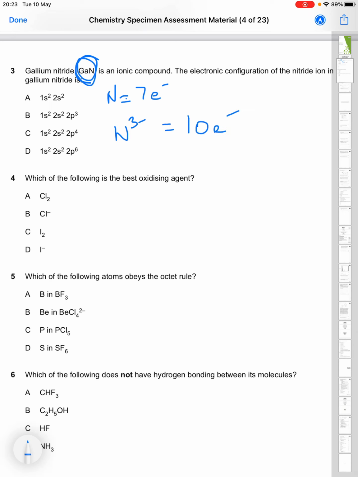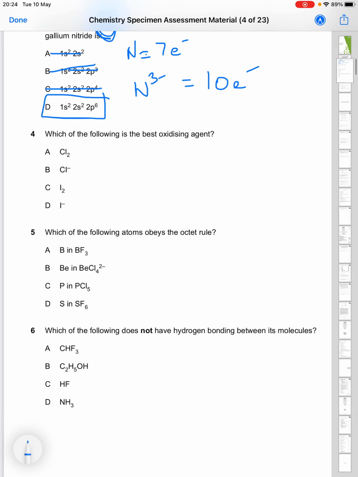So we're looking for one that has 10 electrons in it. So A here, 1s2, 2s2, that's just 4 electrons, so it's not that. B, 1s2, 2s2, 2p3, so that's 2, 4, 7, can't be it. C, 1s2, 2s2, 2p4, so that's 8, that's not right, so it has to be D. When we add those up, it's 2, 4, and 6 is 10, so the answer is D for that one.